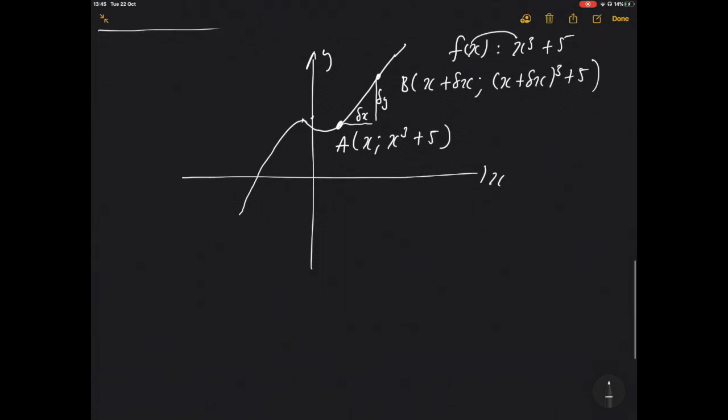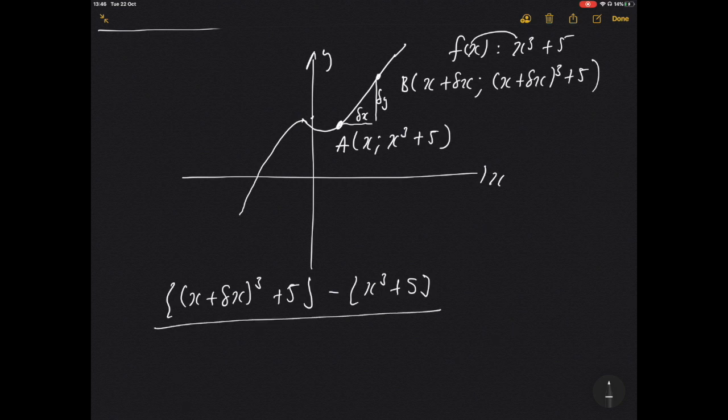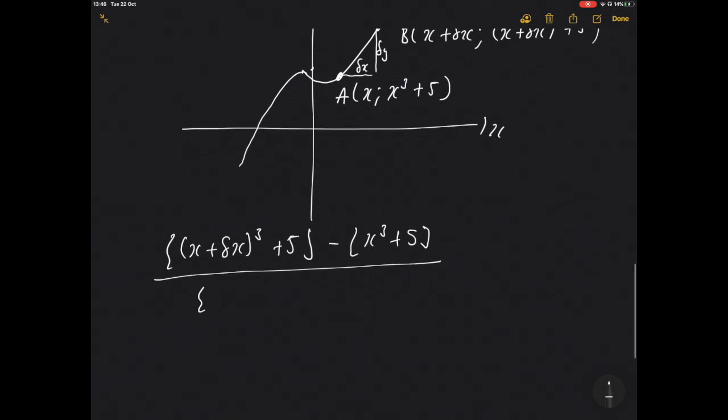So as previously, we can now begin to build our equation. I'm going to use some different types of brackets here so we don't get confused. So this would actually then be written down as (x plus delta x) cubed plus 5, minus (x cubed plus 5), all over x plus delta x minus x.